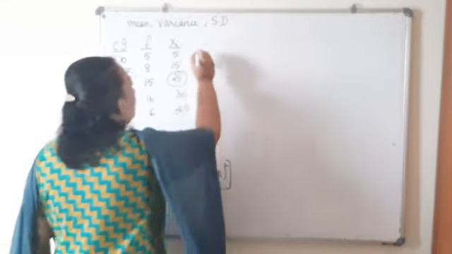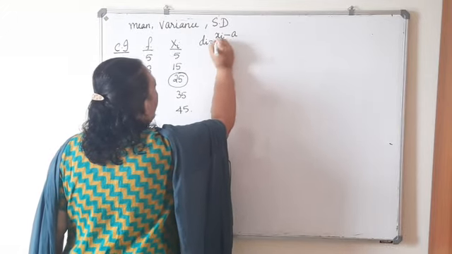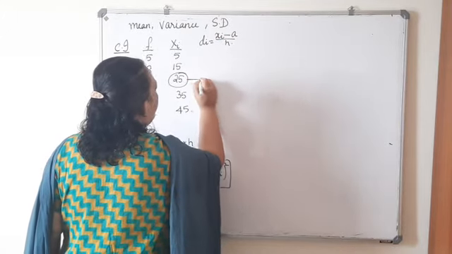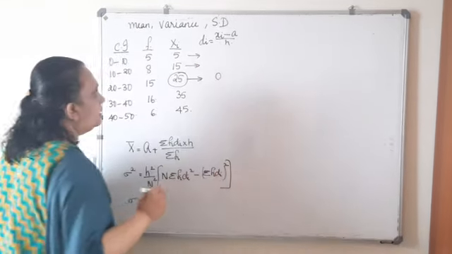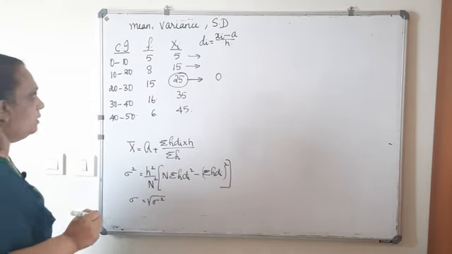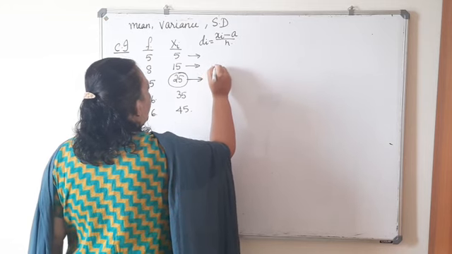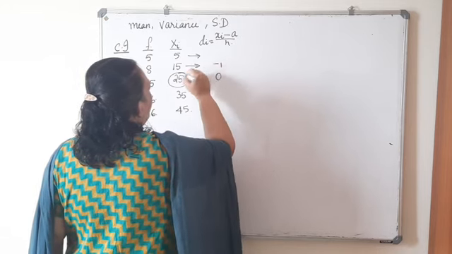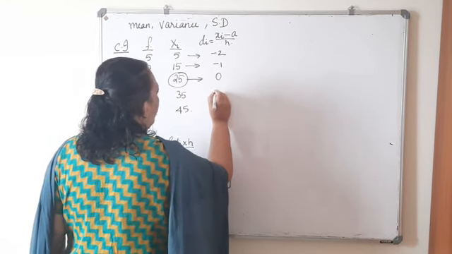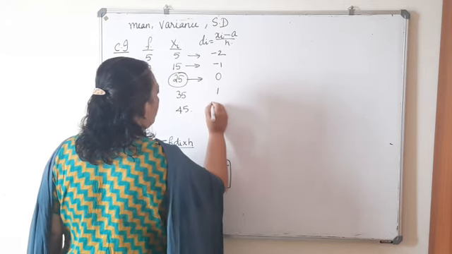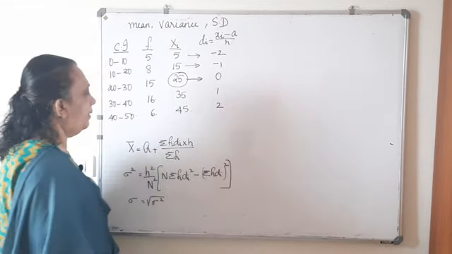Now next column you can create di. di is equal to xi minus a divided by h. So corresponding to the first one, it will be 25 minus 25, 0, divided by 10 is equal to 0. Next one, 15 minus 25 is minus 10, minus 10 by 10 is minus 1. 5 minus 25 is minus 20, minus 2. 35 minus 25, 10, 10 by 10, 1. 45 minus 25, 20, 20 by 10, it is equal to 2.